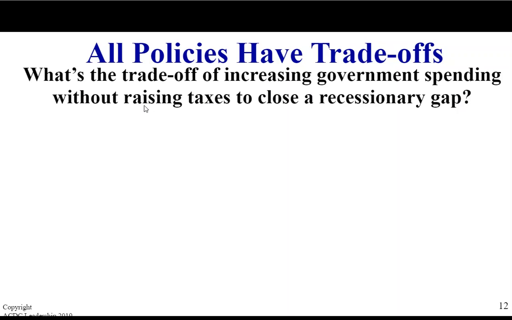So we're looking at policies. Every policy has a trade-off. So what's the trade-off of increasing government spending without raising taxes to close the recessionary gap?